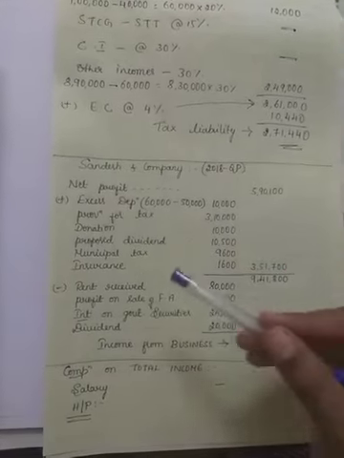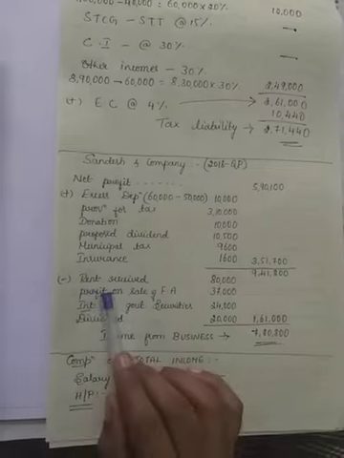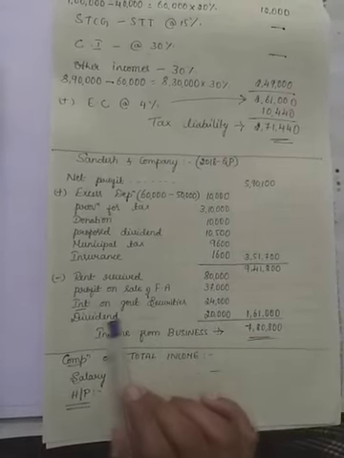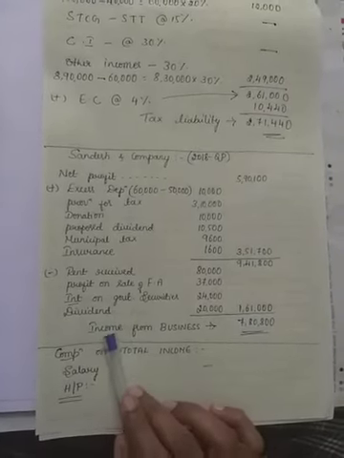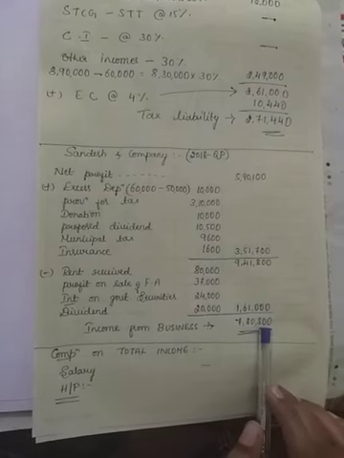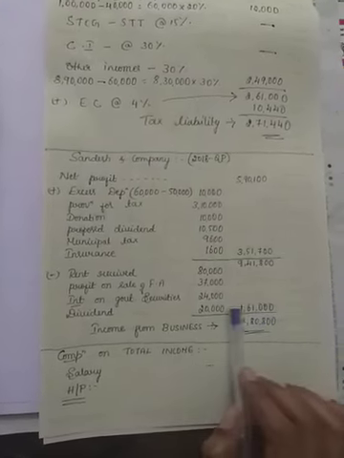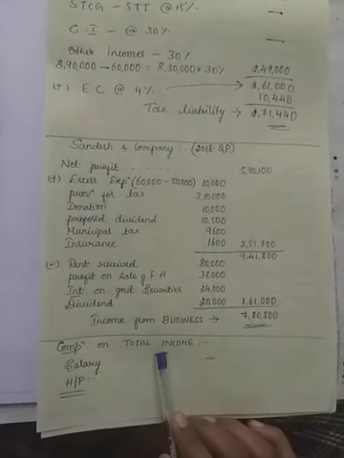After that, we'll consider the credit items. Rent received 80,000, profit on sale of fixed assets, and interest on government securities 24,000, dividend 20,000. So after all these adjustments, I will get the answer as income from business 7,80,800. So after calculating the taxable income from business, the second step is computation of total income, right?